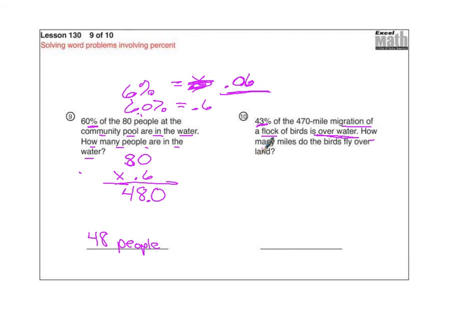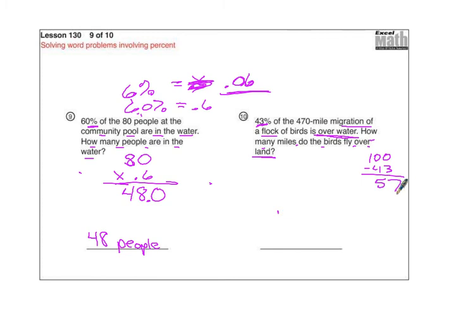43% over water. How many miles do the birds fly over land? Land and water the same thing? No. So we have to subtract. 43% is over water, so what percent's over land? Is 47 plus 43 100? No. What's the answer? 57.